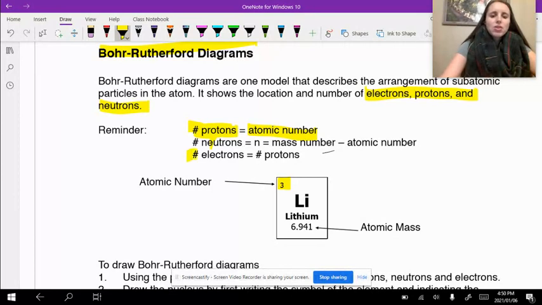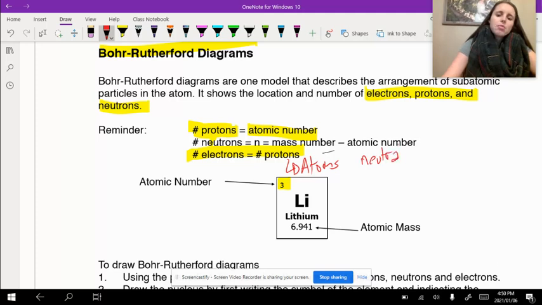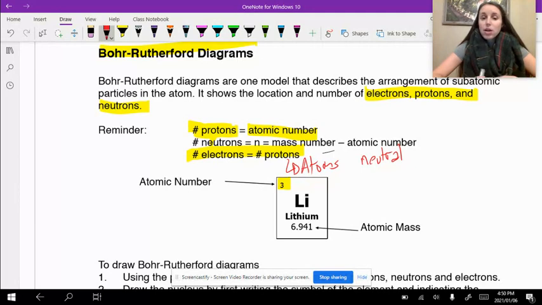The number of electrons, we're going to be looking at atoms for now. We're going to talk about ions in a little bit. So when we're looking at atoms, atoms are considered to be neutral. Since atoms are considered to be neutral, that means the number of electrons and protons are going to be equal. The number of positives equals the number of electrons.